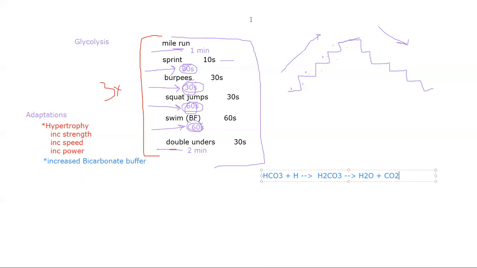Okay. What's secondary to that increased bicarbonate buffer? pH. What does increased bicarbonate buffer do for you? Increases your lactate threshold, right? So lactate threshold, we're not considering that a primary adaptation. We're saying that the increased bicarbonate buffer is the primary adaptation, which will secondarily cause an increase in lactate threshold.